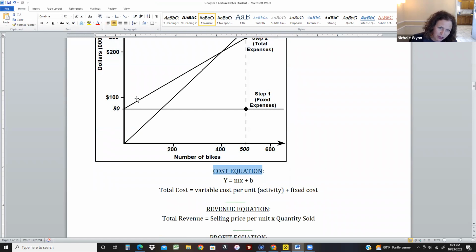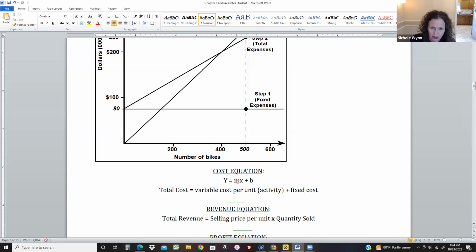It starts at fixed cost. So this is the cost line. My total cost is Y. If I'm looking at my letters, this is a good page to go back to if you're looking for abbreviations, because you know that I talk in letters a lot. So the total cost is Y, the variable cost per unit is M, X is your activity, and B is your fixed cost.